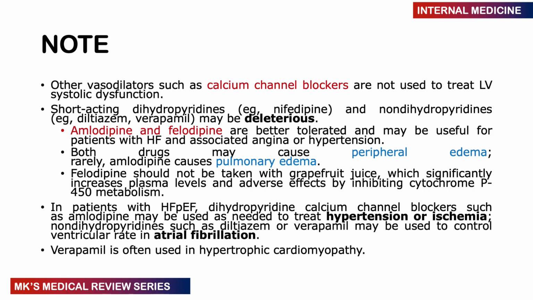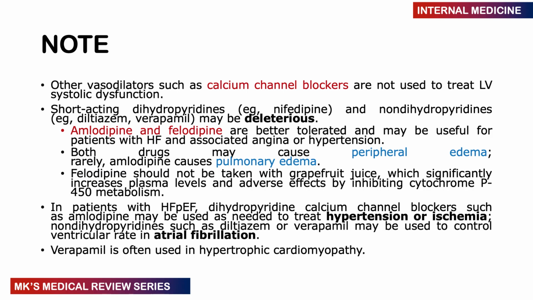Amlodipine sometimes can cause pulmonary edema. There is a risk of angioedema. Generally, with felodipine, we want to avoid taking it with grape juice. Remember that grape juice is generally going to be inhibiting the cytochrome P450 enzyme, which means that less of the felodipine is actually being broken down, so it can actually increase the plasma levels of felodipine and cause dangerous side effects.